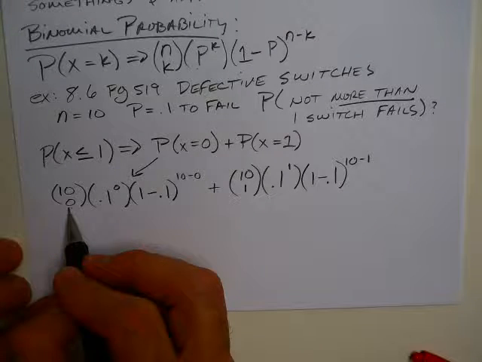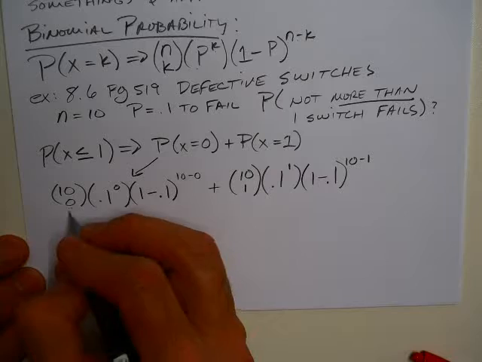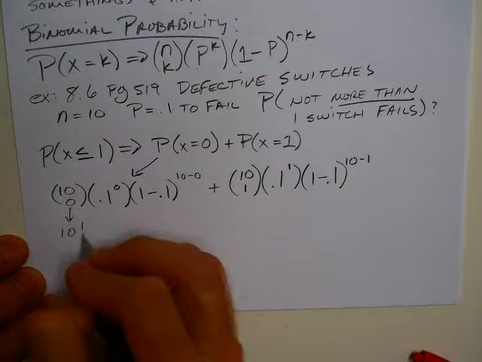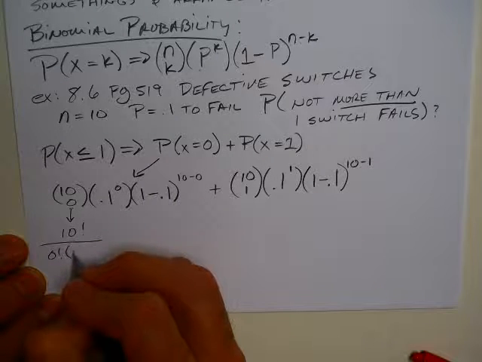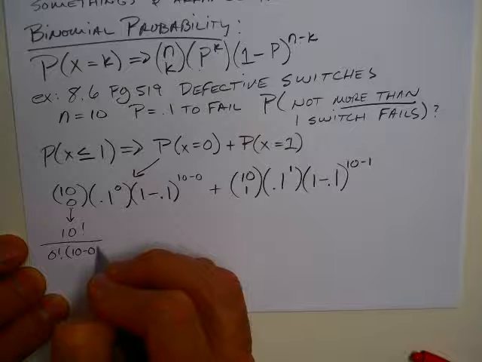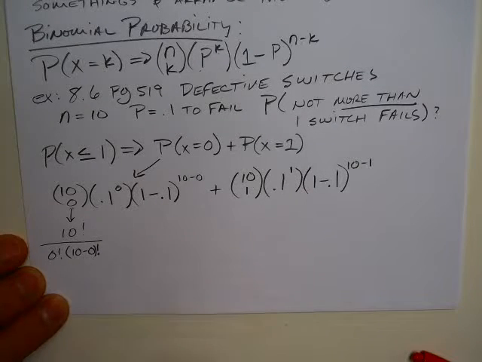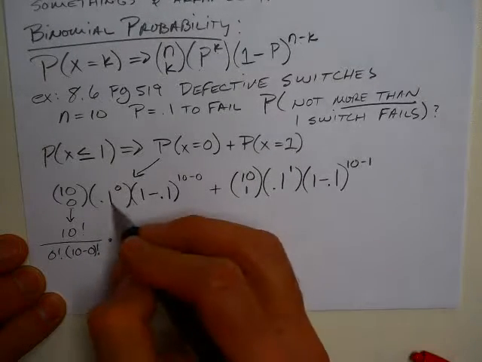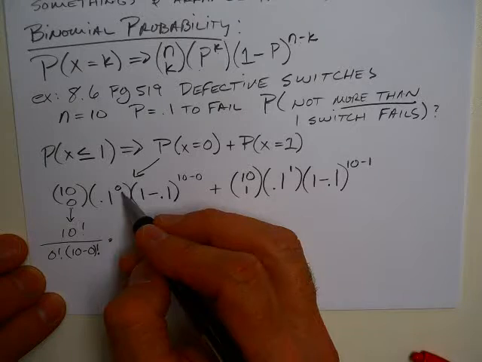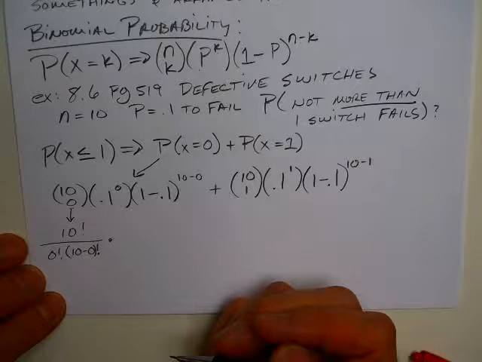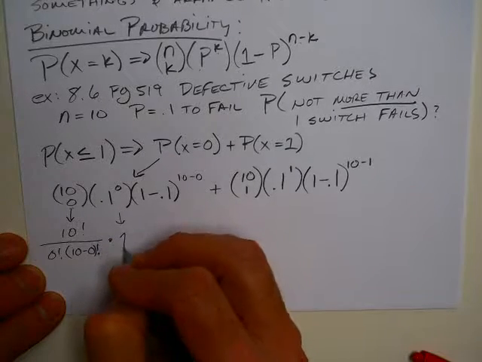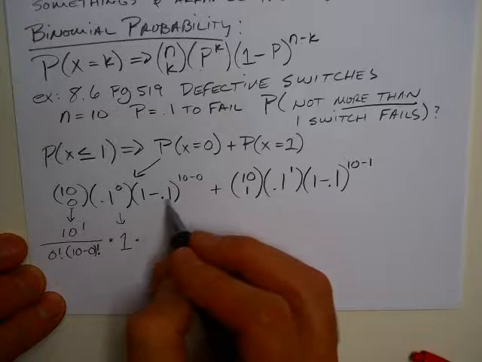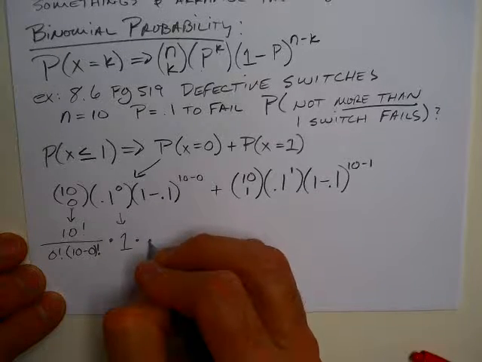So this thing right here becomes 10 factorial over 0 factorial times 10 minus 0 factorial, times 0.1 to the 0 power. What's any number to the 0 power? 1, right. So this is 1 times 1 minus 0.1, which would be 0.9.